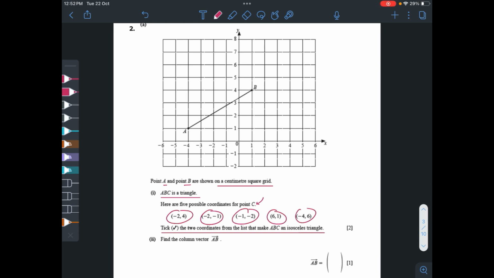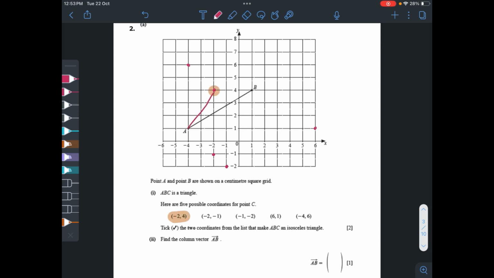So if I plot all the coordinates, -2 and 4 is going to be over here. -2 and -1 is going to be here. -1 and -2 is there. 6 and 1 is going to be over there. And -4 and 6 is going to be over there. Now let's check them one by one. First thing, -2 and 4, this point over here.